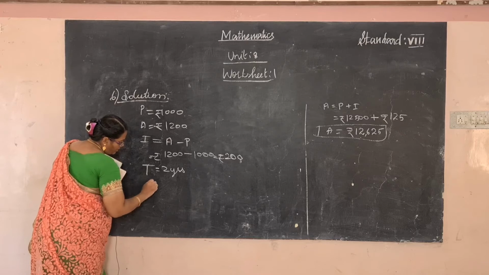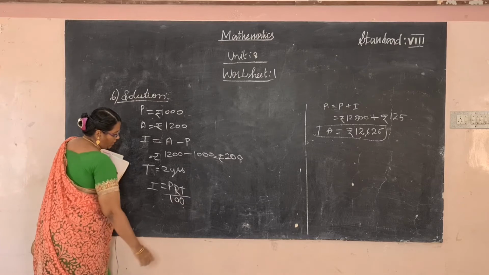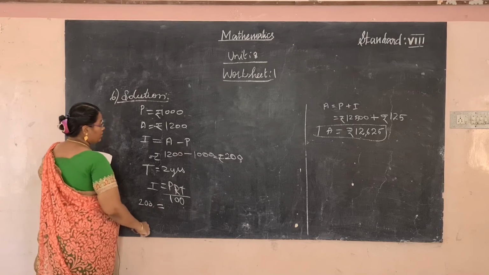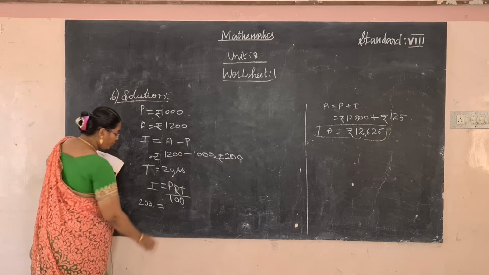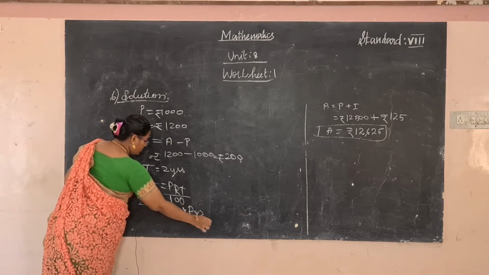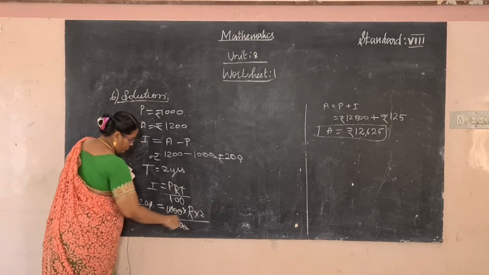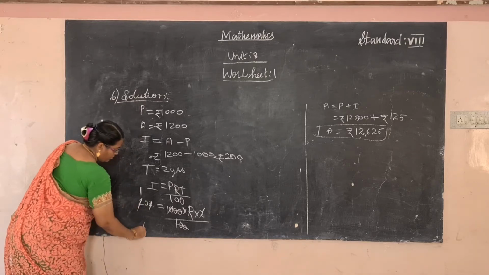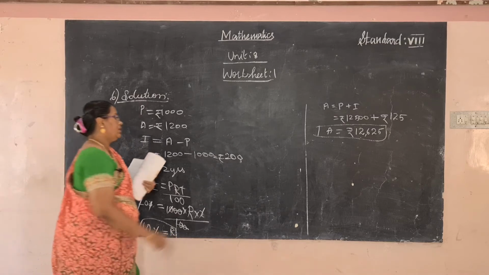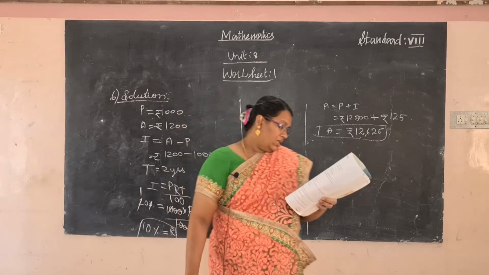Okay, so simple interest I is equal to PRT by 100. Okay, so I value is 200, P value is 1,000, R value we have to find out, T is 2, by 100. So 10%. So rate of interest is 10%. Okay, and see the seventh one.